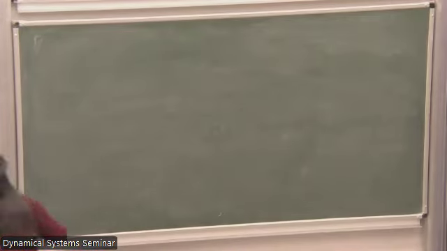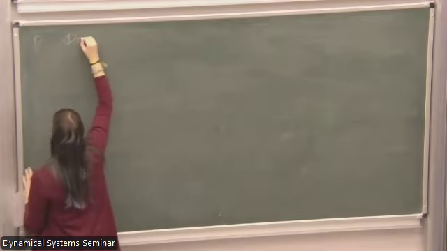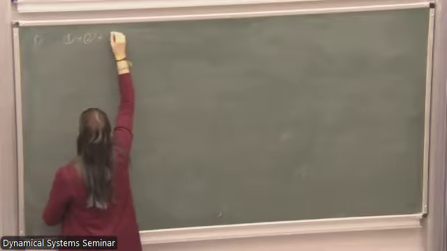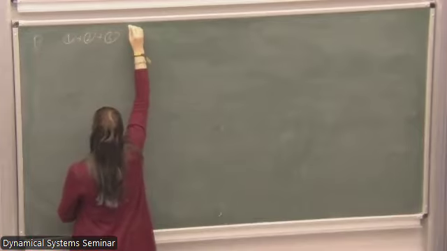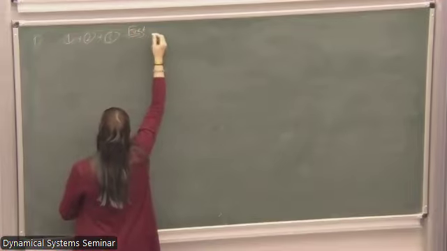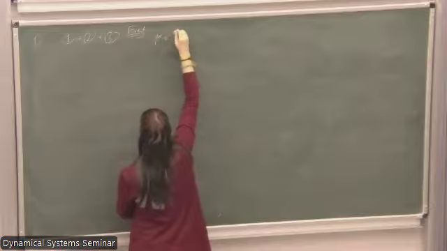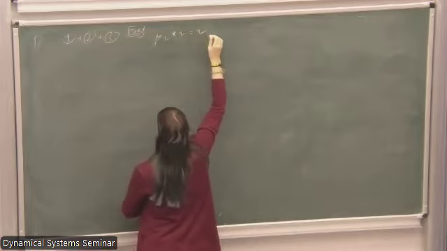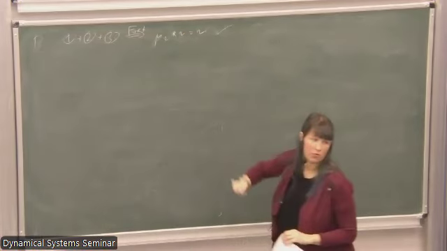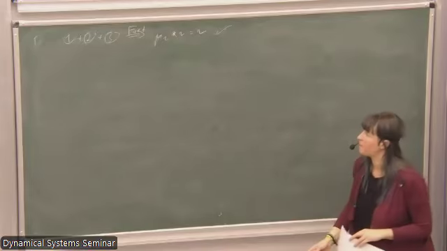I have checked all these three conditions. So 1 plus 2 plus 3 implies, by this fact which I wrote, that mu2 convolved nu is equal to nu. Okay, and this proves the first statement.